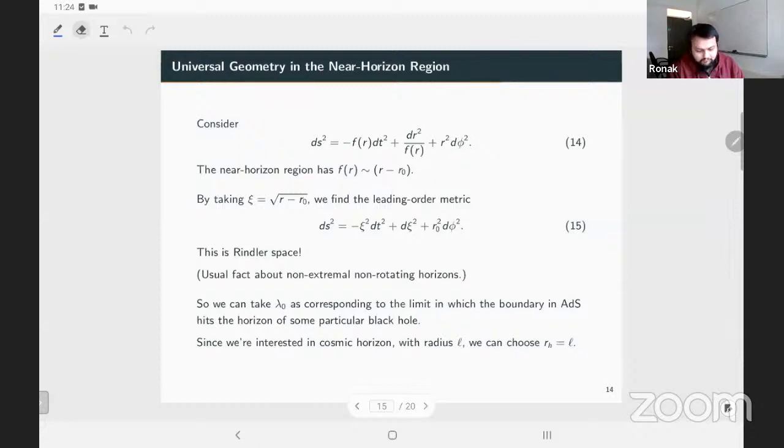Now, which black hole? When we actually get the near horizon metric to be Rindler space, we find that the circle has a specific radius, which is not open to us. It depends on where the horizon is. So we have to match the horizon radii across the transition. And since we are interested in the cosmic horizon, whose radius is L, we choose a black hole with the same radius. This radius, as we have seen before, is the radius of the black hole dual to the Hawking-Page level.